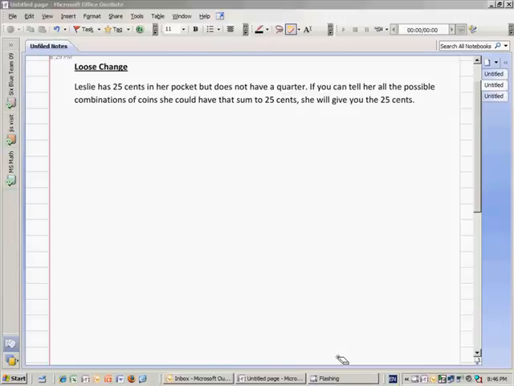We are going to be using the problem Loose Change to look at how to make systematic lists. Leslie has 25 cents in her pocket, but does not have a quarter. If you can tell her all the possible combinations of coins she could have that sum to 25 cents, she will give you the 25 cents.